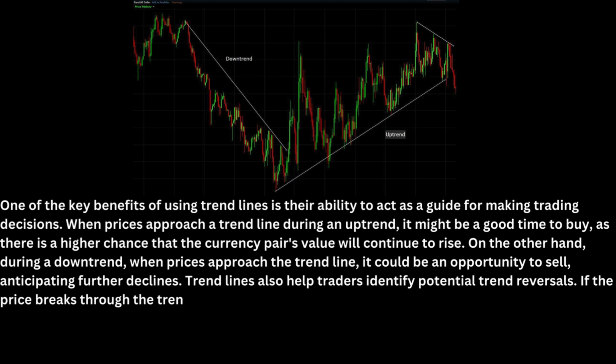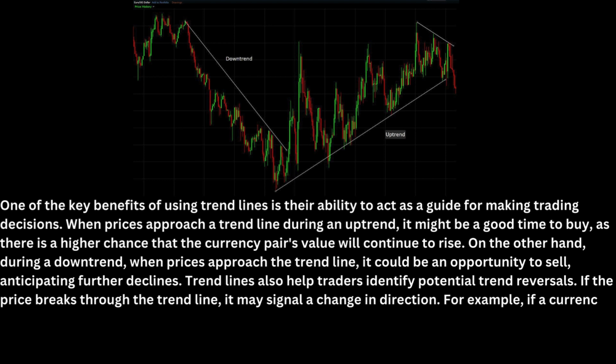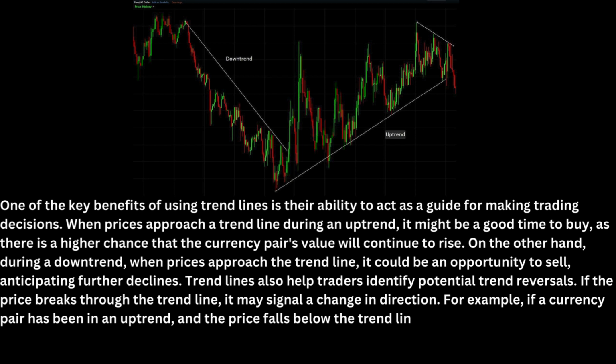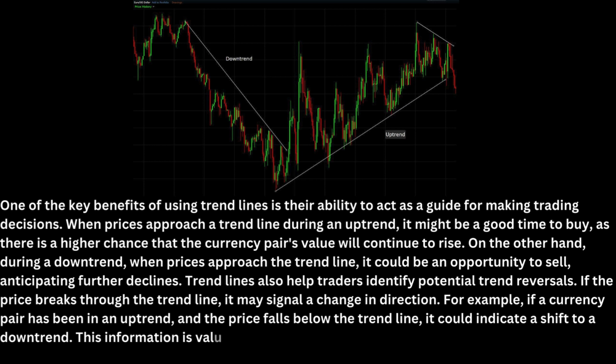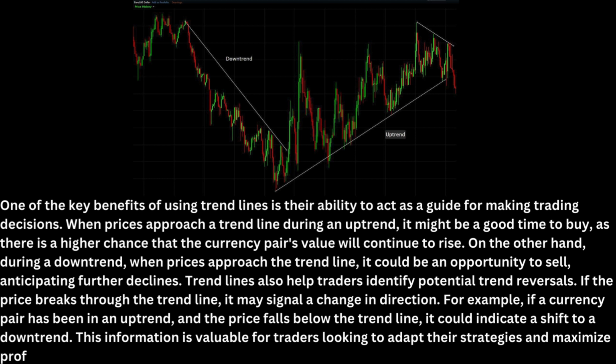Trend lines also help traders identify potential trend reversals. If the price breaks through the trend line, it may signal a change in direction. For example, if a currency pair has been in an uptrend and the price falls below the trend line, it could indicate a shift to a downtrend. This information is valuable for traders looking to adapt their strategies and maximize profits.